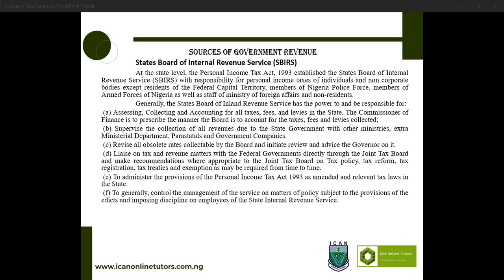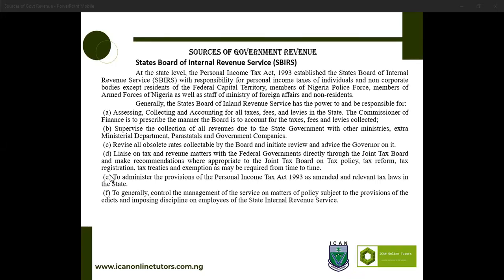At the state level, the Personal Income Tax Act of 1993 established the State Board of Internal Revenue Services, SBIRS, with responsibility for personal income taxes of individuals and non-corporate bodies, except the residents of the Federal Capital Territory. Don't forget that the federal workers are treated and managed by the FIRS.